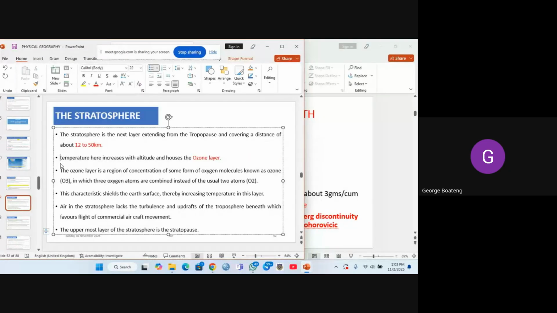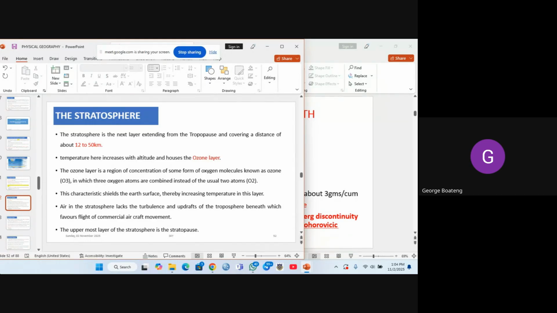Temperature increases with height. What it means is that here, the higher you go, the hotter it becomes. So this, we call positive lapse rate. And ozone is found here.